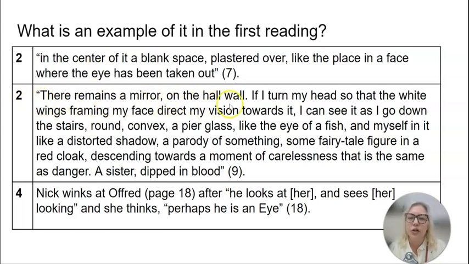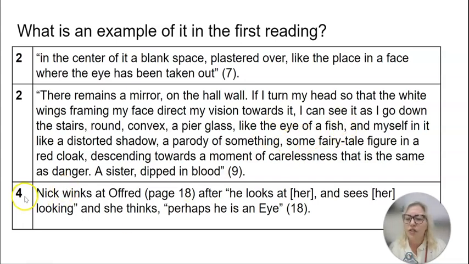How about this one in chapter 2? "There remains a mirror on the hall wall. If I turn my head so that the white wings framing my face direct my vision towards it, I can see it as I go down the stairs, round, convex, a pier glass, like the eye of a fish, and myself in it like a distorted shadow, a parody of something, some fairy tale figure in a red cloak, descending towards a moment of carelessness that is the same as danger, a sister dipped in blood."